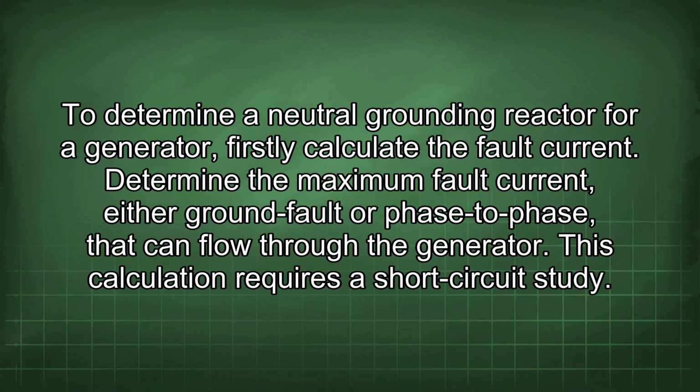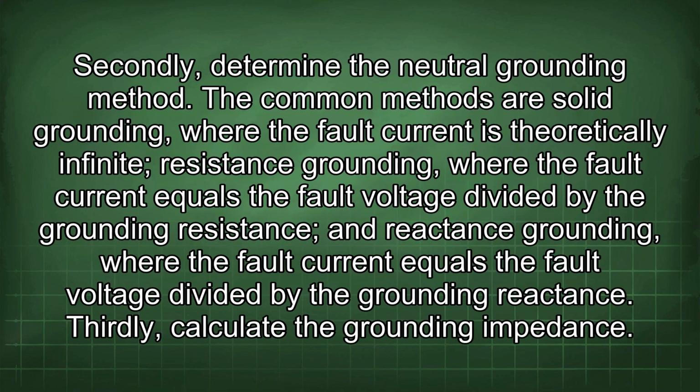To determine a neutral grounding reactor for a generator, firstly calculate the fault current. Determine the maximum fault current, either ground fault or phase-to-phase, that can flow through the generator. This calculation requires a short circuit study. Secondly, determine the neutral grounding method.